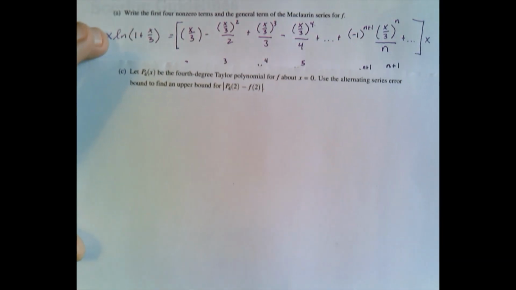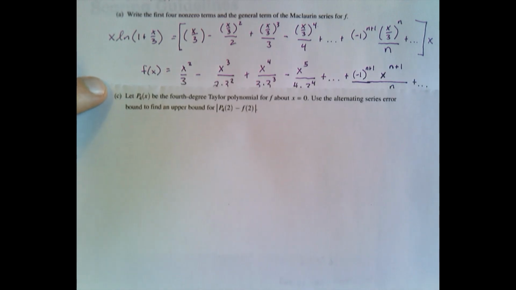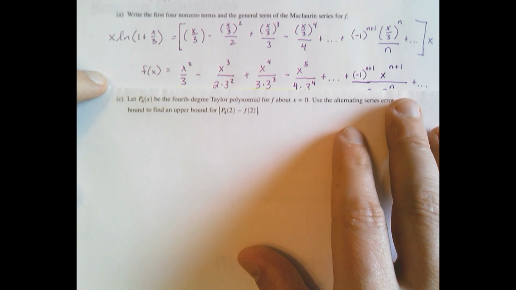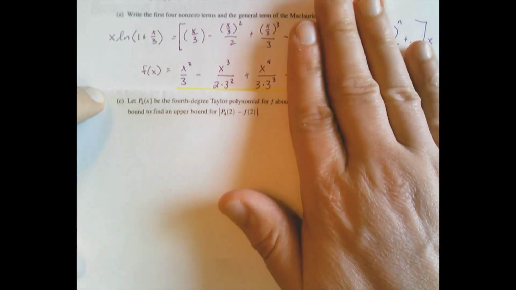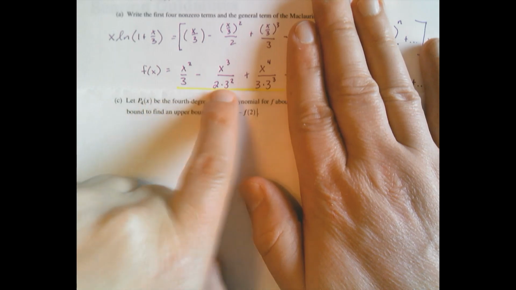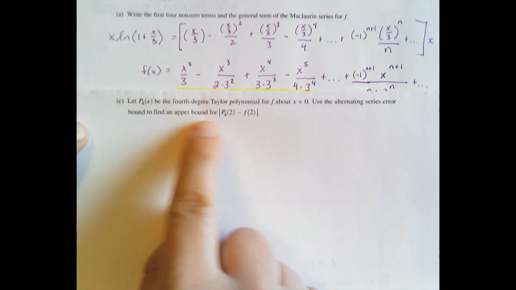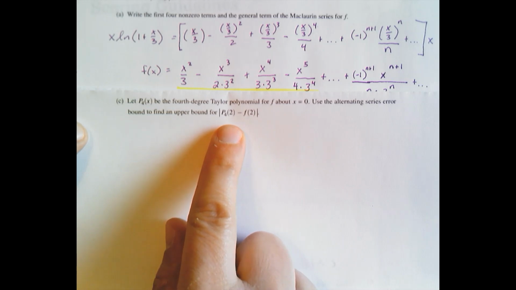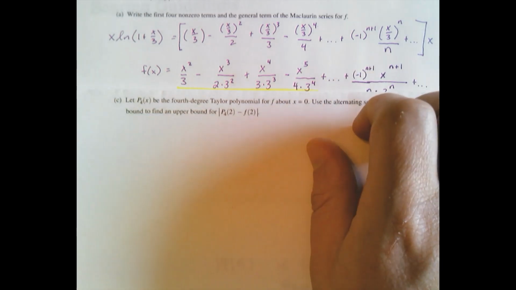Moving on to part C. Part C says let P sub 4 be the 4th degree Taylor polynomial for f about x equals 0. So if we look at our polynomial, the 4th degree Taylor polynomial would be these first 3 terms. Use the alternating series error bound to find an upper bound for the absolute value of P sub 4 of 2 minus f of 2. Okay.